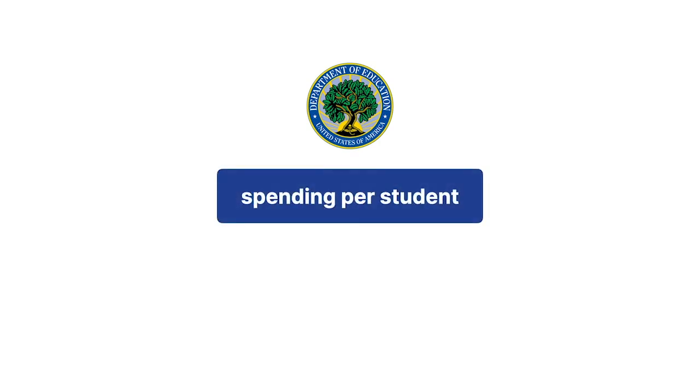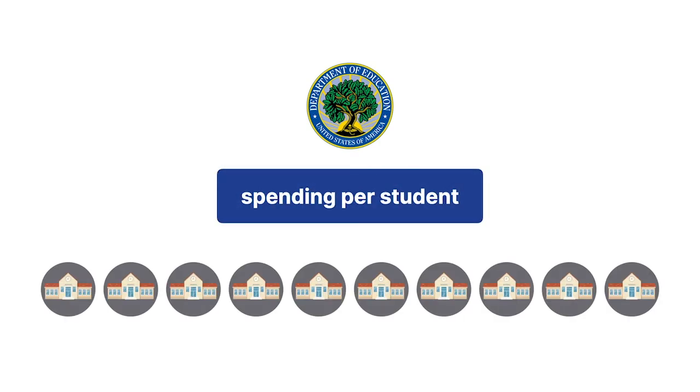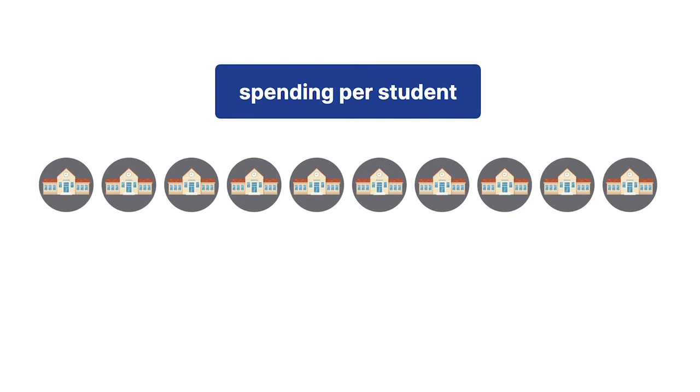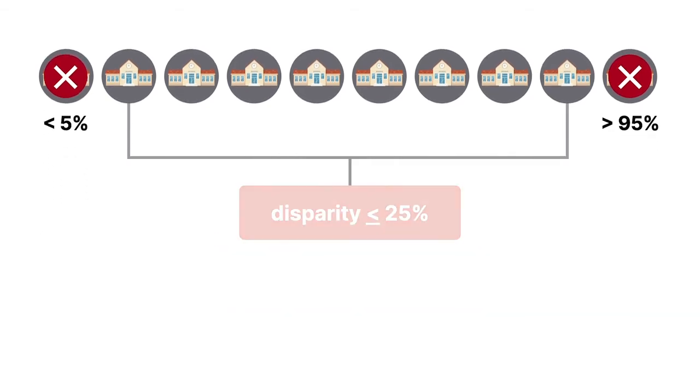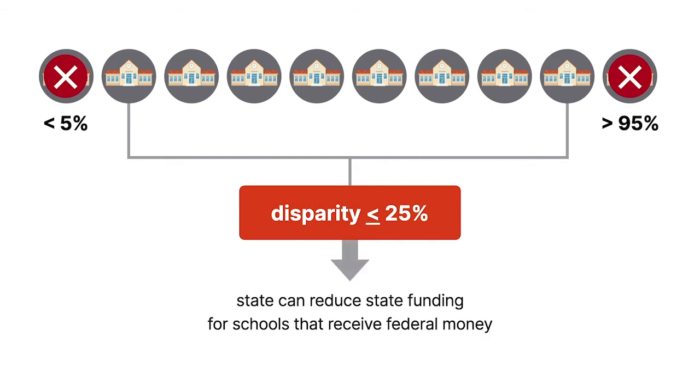To determine whether a state meets this exception, the Department of Education must compare spending per student among a state's school districts. First, the department must disregard the school districts with per-student expenditures above the 95th percentile and below the 5th percentile. This is called the disregard instruction. If the disparity between the remaining highest and lowest spending school districts doesn't exceed 25%, the state can reduce state funding for schools that receive federal money.